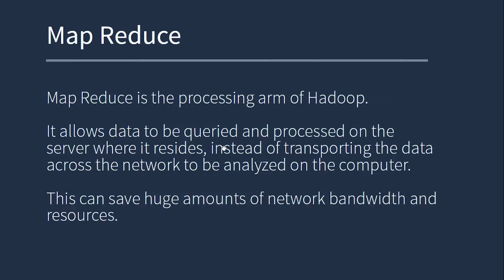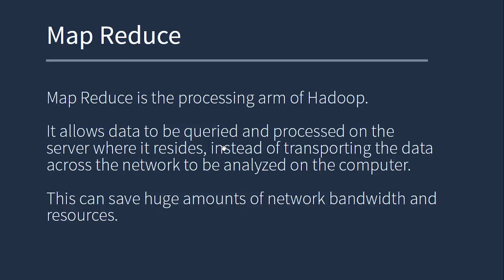MapReduce is the processing arm of Hadoop, and MapReduce allows data to be queried and processed on the server where it resides instead of transporting the data across the network to be analyzed on the computer. This is a pretty huge breakthrough, as traditionally, if you wanted to analyze data, you had to get the data, wherever it was being stored, transfer it all the way across your network to your computer, and the software would analyze it, and then transfer it back.